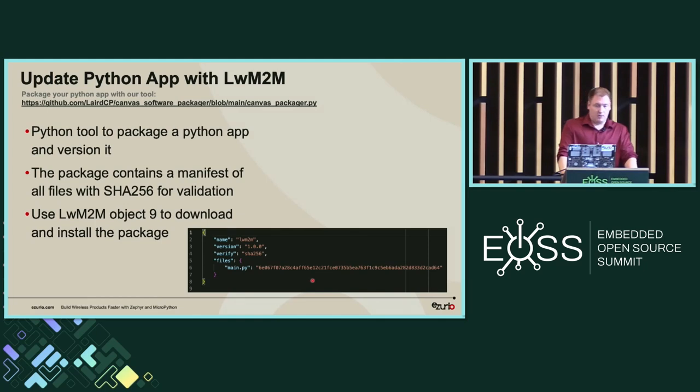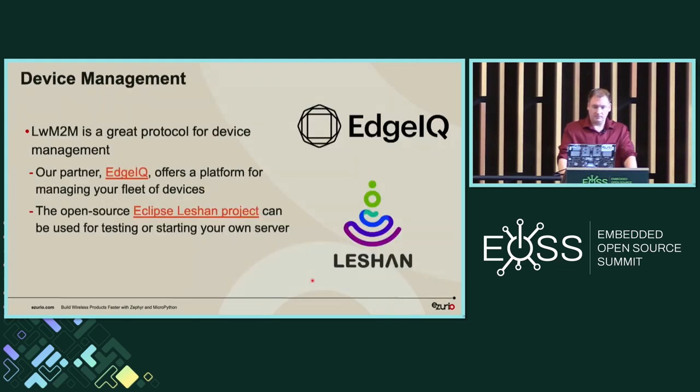Furthermore, besides updating the core firmware, users need to be able to update their Python apps. We've created a Python tool that allows you to package up your Python app. Your Python app could be one or more Python files, so you need to be able to package each of those files into some container. We chose to use a zip container with no compression. And each file, when it's packaged, gets a SHA-256, so when it's extracted on the device, we can know if the file's valid and there's no corruption. And then you get your packaged versioned Python app, and with Object 9, you can download and install it.